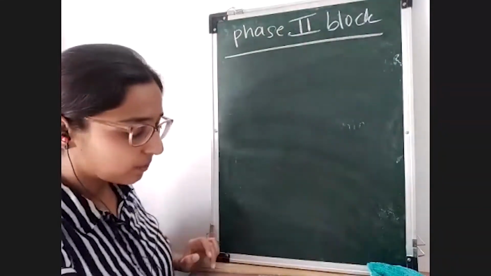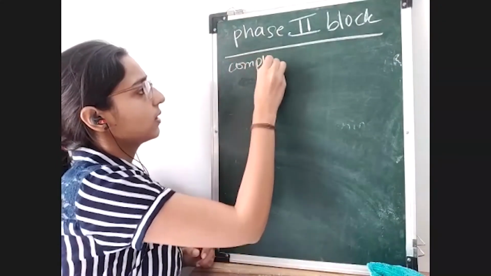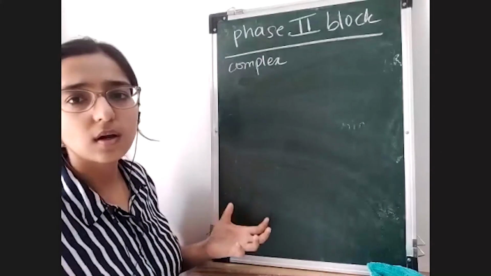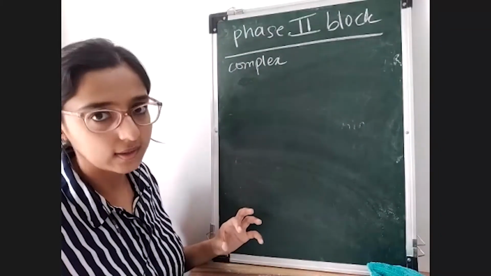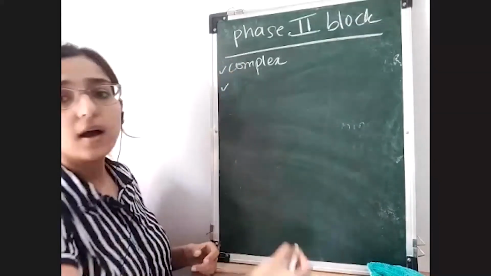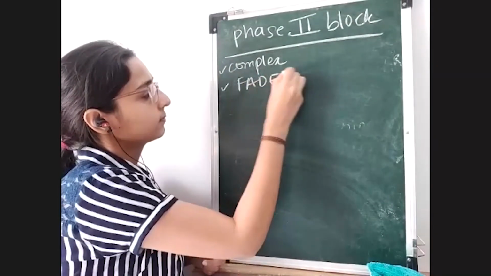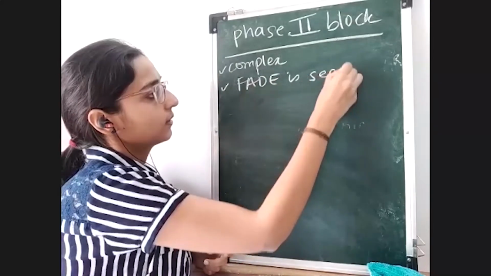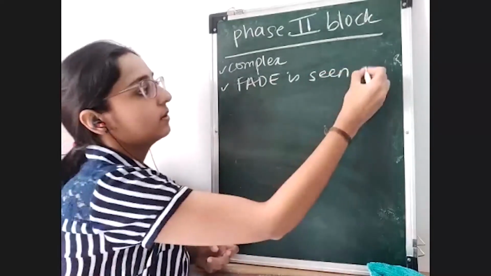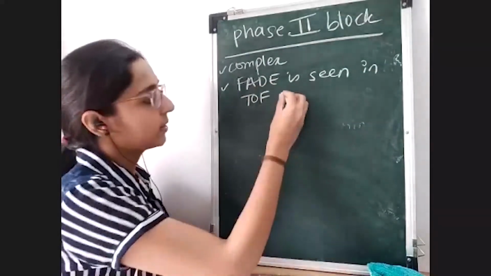So phase 2 block is a block. It's very complex. The exact mechanisms are not understood. There are multiple theories behind why it occurs. So it's a complex phenomenon. All right. In this, what you will observe is a fade, seen in the train of four. All right. So I hope you guys remember train of four.